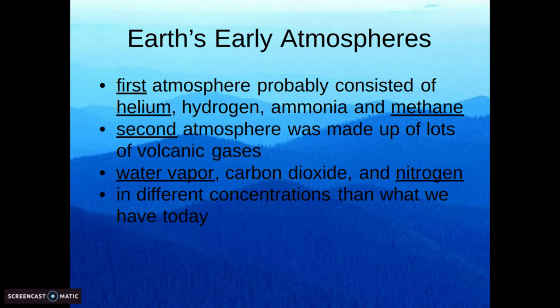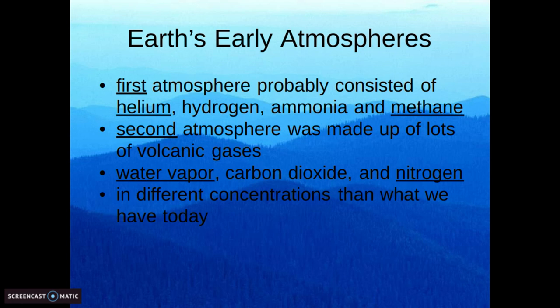So we also have to talk about Earth's early atmosphere. So we'll just separate it into a first and a second, and then today's atmosphere would be our third or current atmosphere. So the first atmosphere was formed around when the solar system was forming. So the main elements then were helium and hydrogen. So that's what the first atmosphere most likely consisted of, since that's what was around then.